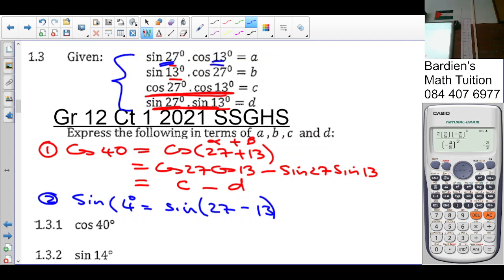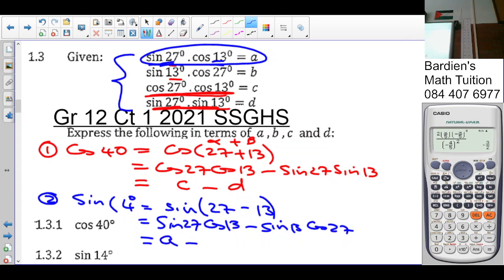You guys understand? So we're going to go with the sine expansion. It's going to be sin alpha cos beta, same sign, sin beta cos alpha. So that's simply going to be sin 27 cos 13, so that gives us A, minus cos 27 sin 13, or sin 13 cos 27, which is the same thing, so minus B. Okay, there we go.